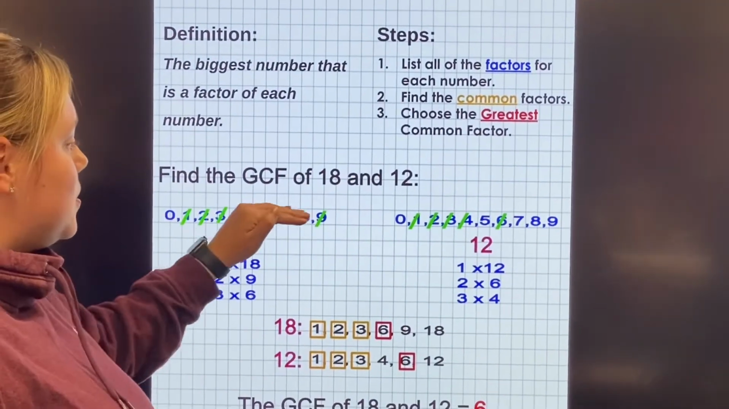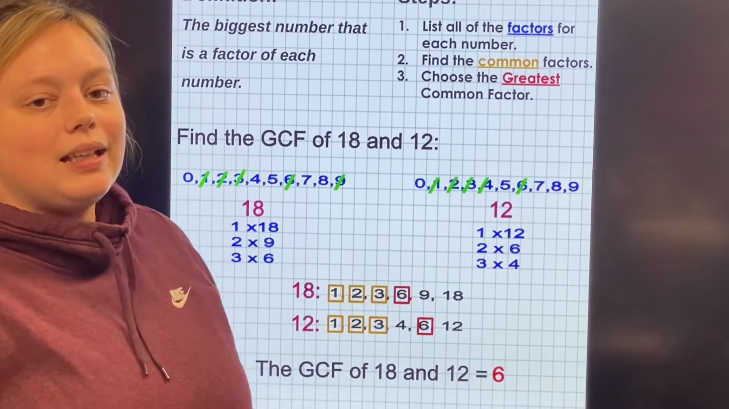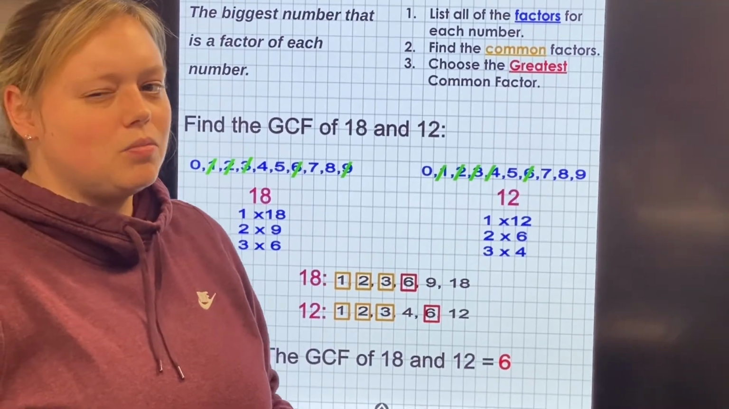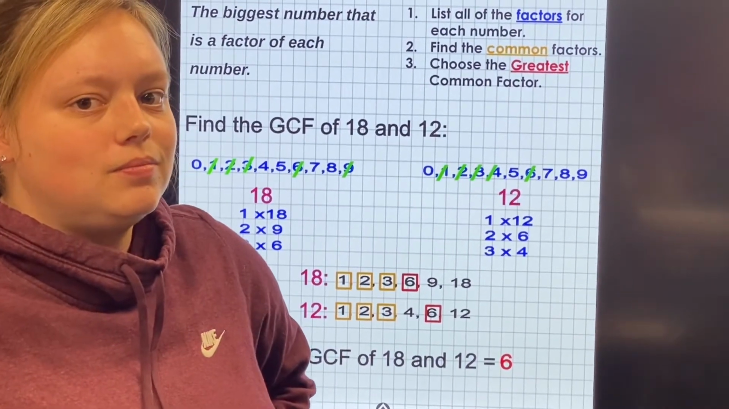So what I first do, and I always make sure I do this, is I list my base 10 digits. What are your base 10 digits?